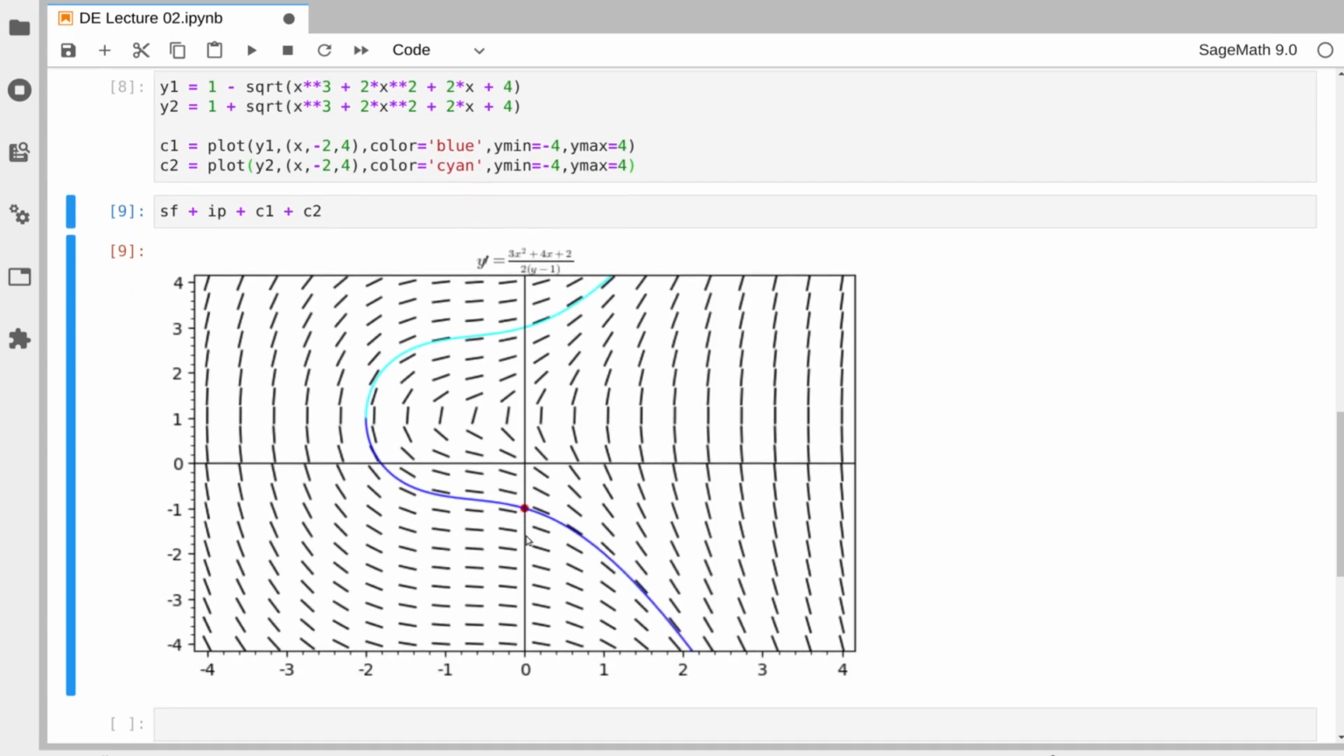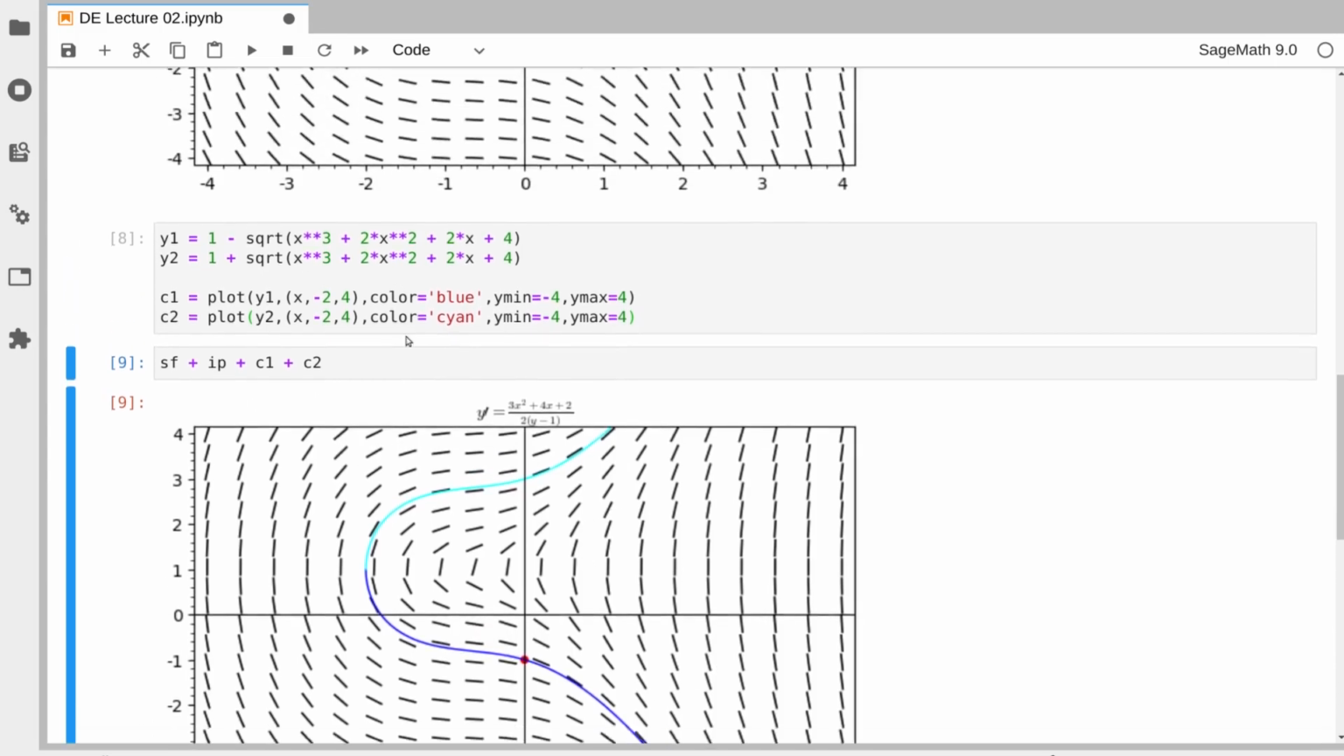So this is an example, and we've kind of stumbled through it a little bit, at least with the plotting and stuff.